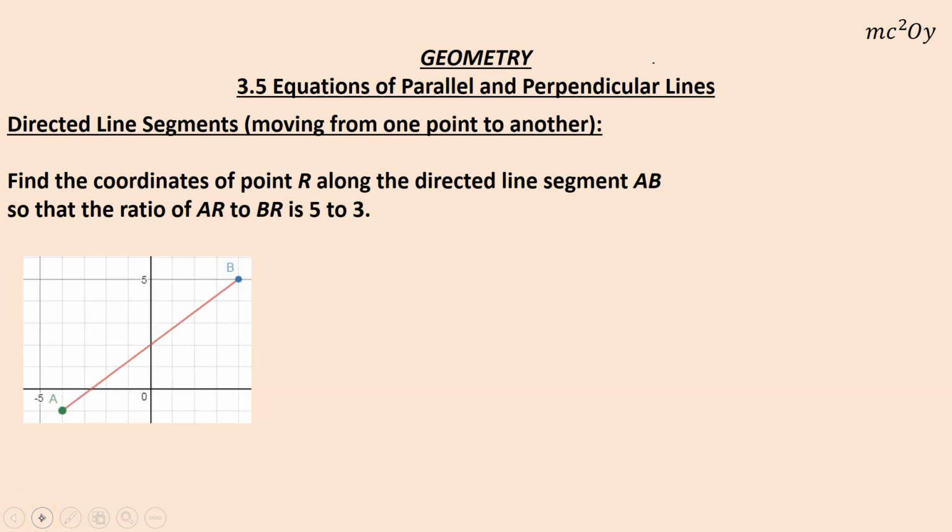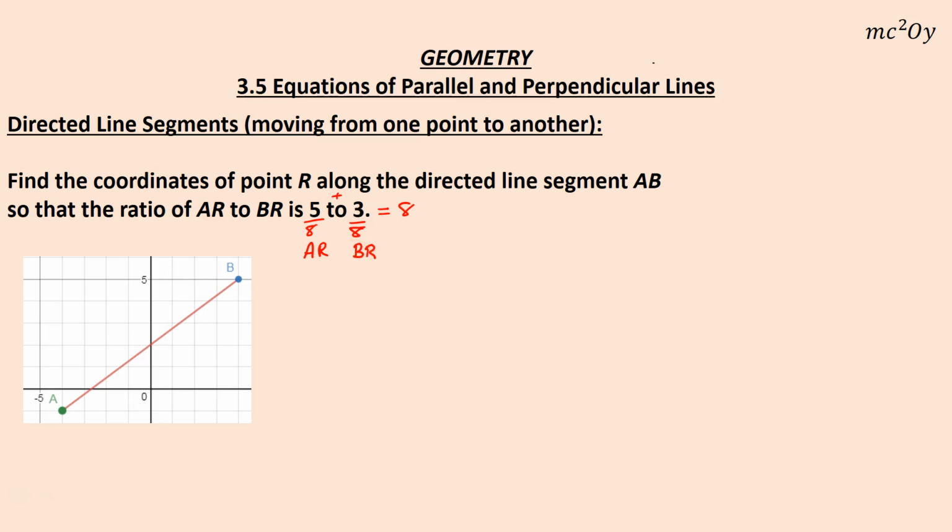Find the coordinates of the point R along a directed line segment AB so that the ratio of AR to BR is 5 to 3. Okay. So once again, we're going AR to BR. And we're going 5 to 3. That means we have a grand total of 5 plus 3, or 8 this time. So that means we're going to have 5 eighths and 3 eighths.